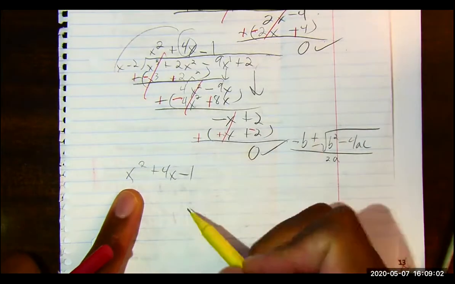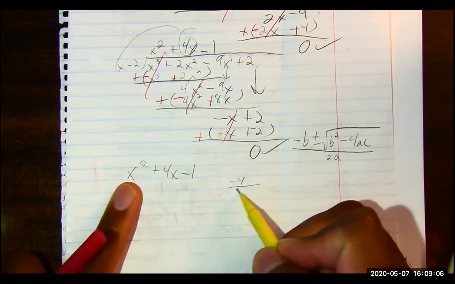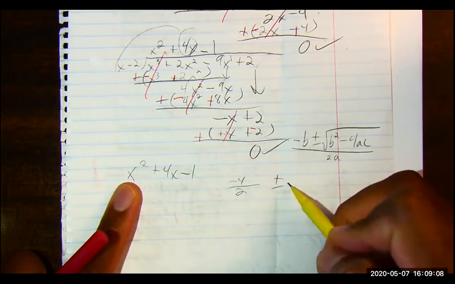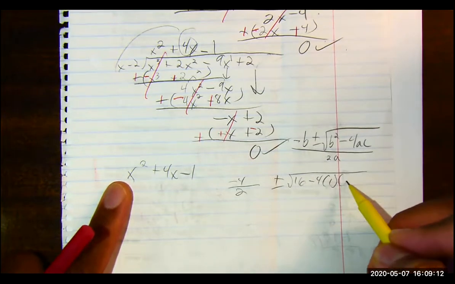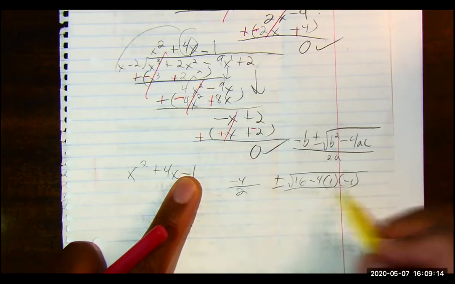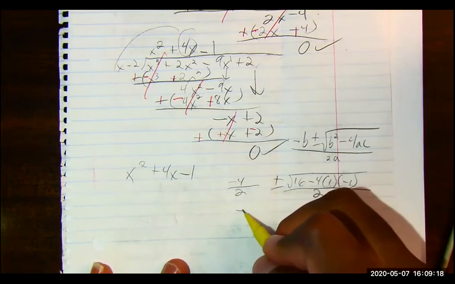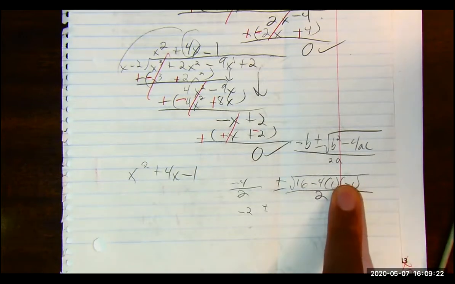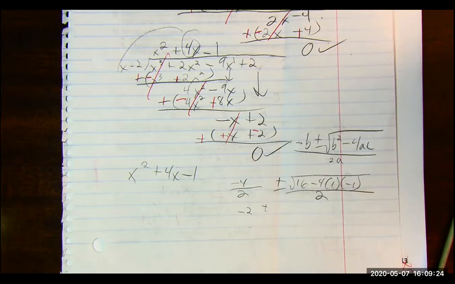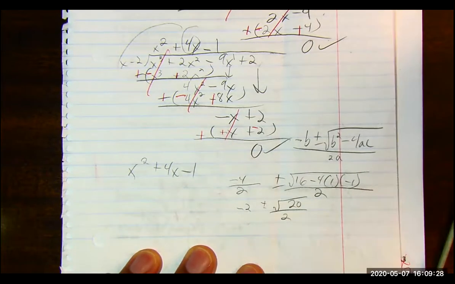So let's go ahead and do this. Negative 4 divided by 2a plus or minus the square root of 16 minus 4ac, divided by 2a. We have negative 2 plus or minus negative 1, positive 4, so I'm left with the square root 20 over 2.